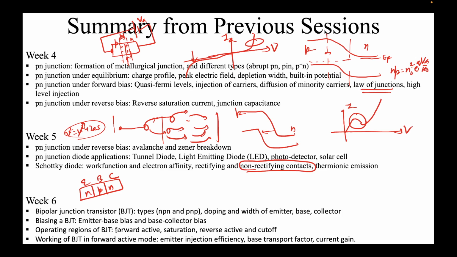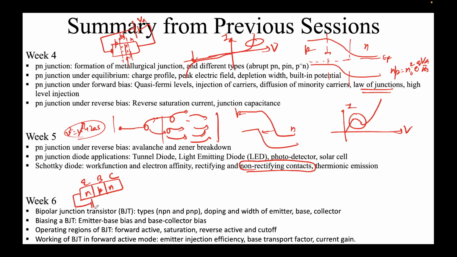We talked extensively about the working of the forward active mode, that is when emitter-base is forward biased and base-collector is reverse biased. And we saw the emitter injection efficiency, essentially how many electrons are being injected into the base across the forward bias junction.